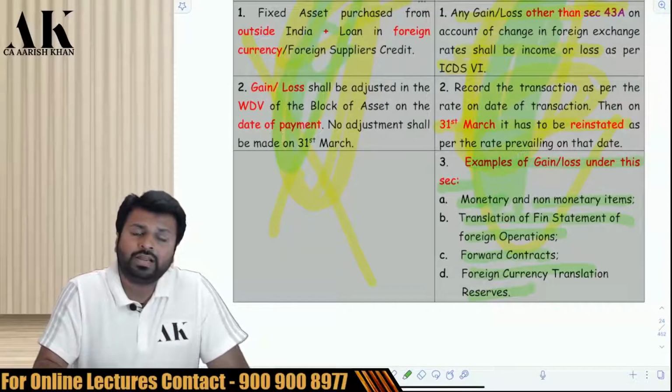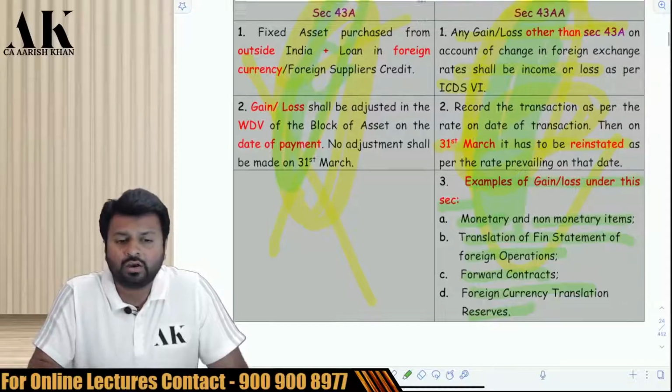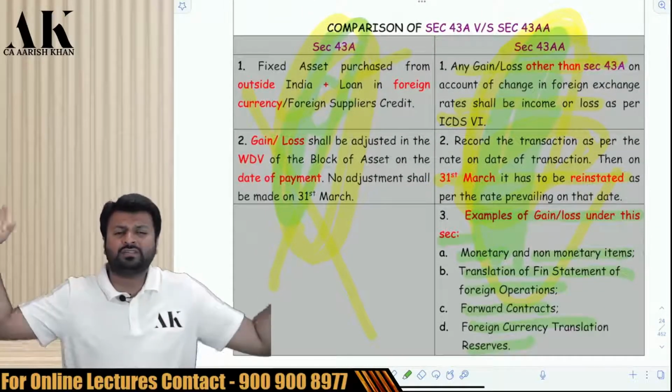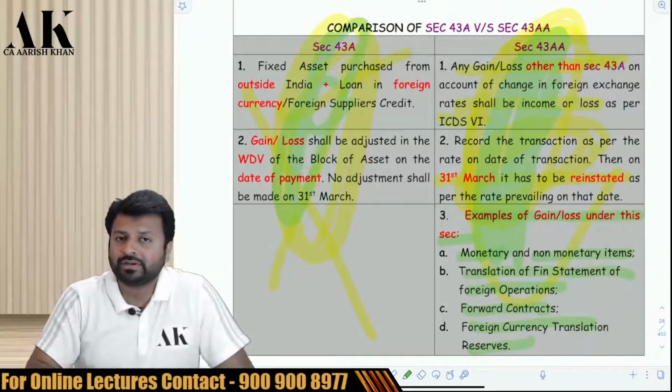For the purpose of what? Recognizing gain or loss as income or expenditure under the income tax law. I hope it is clear to all of you. This completes your discussion of depreciation, which is one of the biggest discussions in the chapter of what? In the chapter of PGBP.